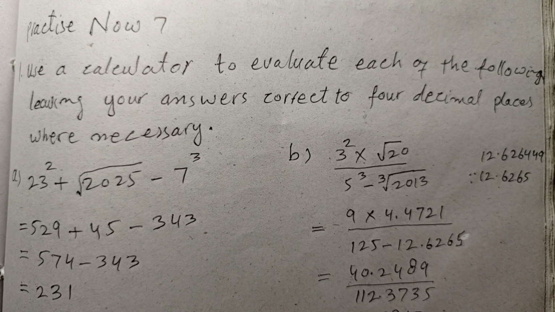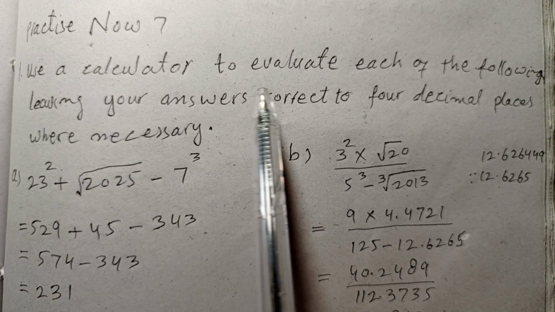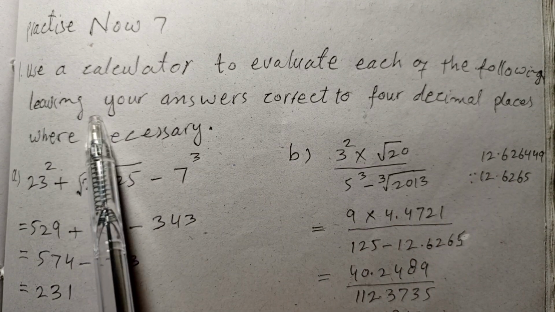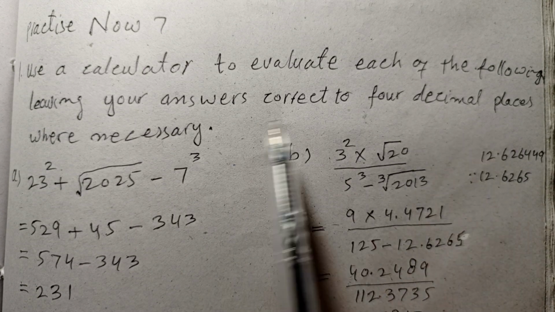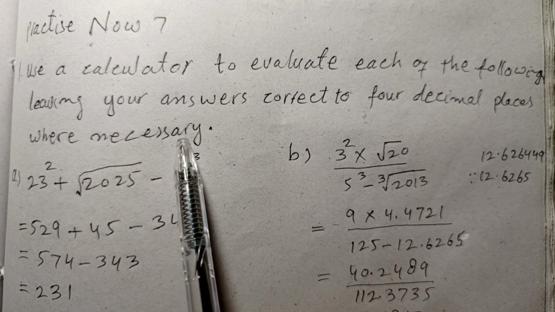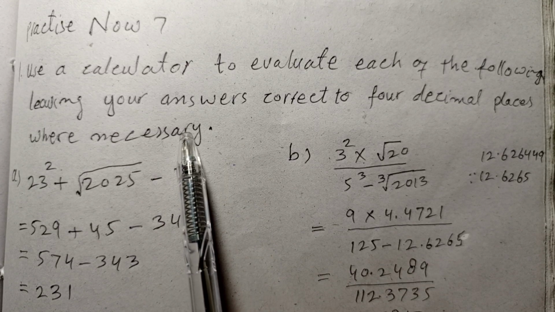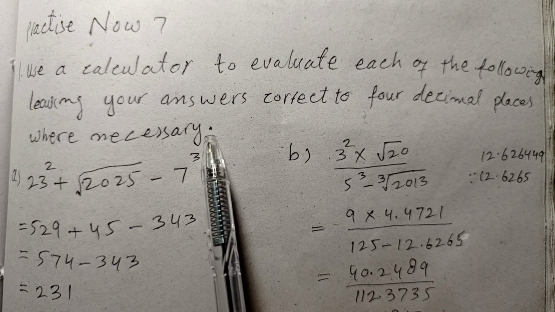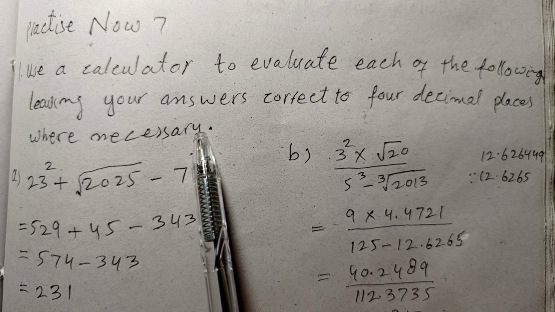Practice now 7. We have to solve it. Use a calculator to evaluate each of the following, leaving your answer correct to 4 decimal places where necessary. Our answer should have 4 decimal places if the number is large enough.